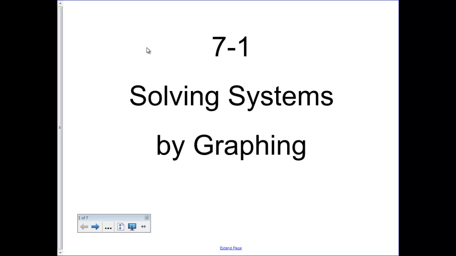Hello and welcome back. These would be the notes for Chapter 7, Section 1, Solving Systems by Graphing. There is a PDF available if you'd like to print it out and follow along.